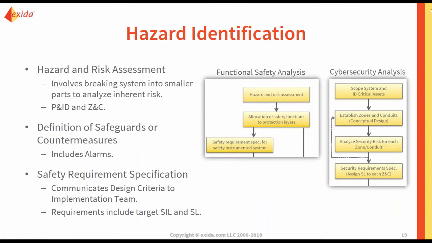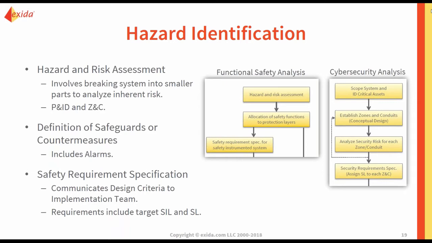And here I'm showing basically the analysis part of both life cycles, and you can see the similarities. You're going to take a look at your process or your system for all risks. You're going to allocate protection layers, and you're going to write a safety requirement specification or a cyber safety requirement specification. So both of these involve breaking the system into smaller parts. For safety, the system starts with a piping and instrumentation diagram. For cyber, this starts with a zone and conduit diagram.